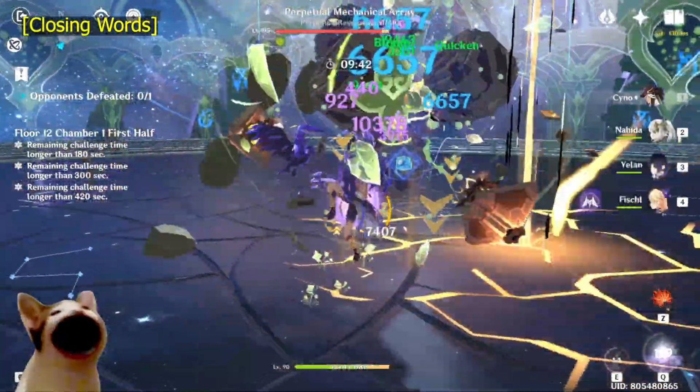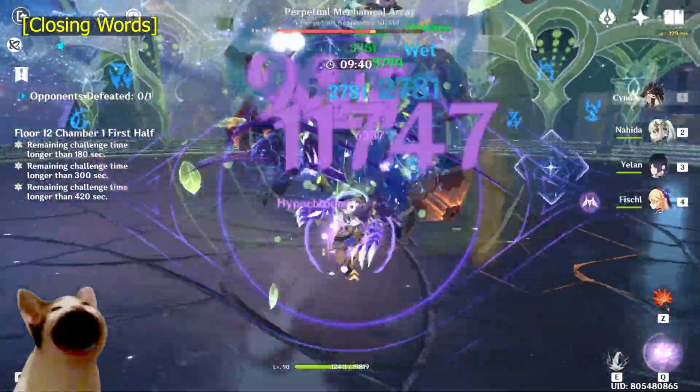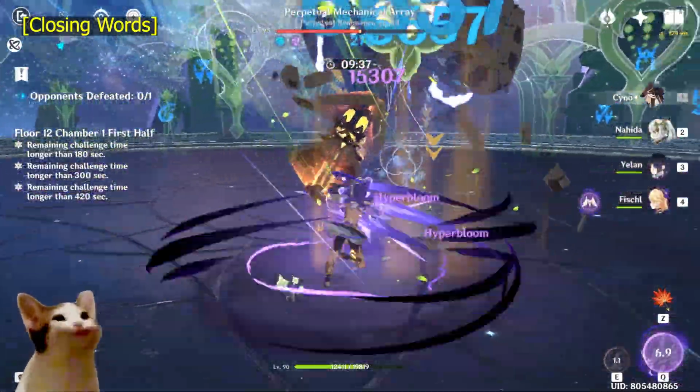With the introduction of Dendro in version 3.0, I hope this is all the elements that we're going to get in Genshin, unless Hoyo decides to add another element, oh god.